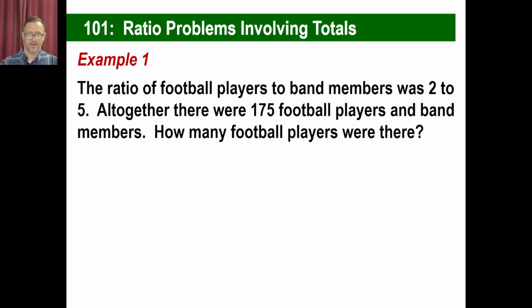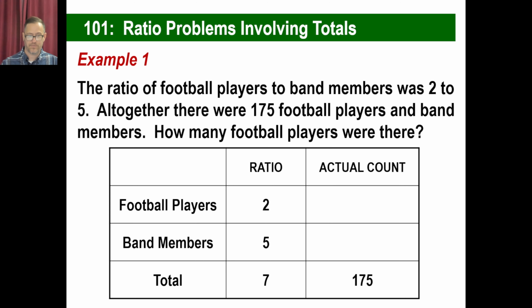Okay, I'm assuming you paused it and tried it. Football players to band members looks like this. It's 2 to 5. The total in this little ratio is 7. Altogether, the actual number of everybody was 175. So what are we doing to 7 to make it into 175? Well, if you do the division, that's 25. You're multiplying by 25, so you just multiply all of these by 25. 2 times 25 is 50. It's a piece of cake. 5 times 25 is 125. And of course, if you add those together, boom, there's your 175. That's all there is to it.